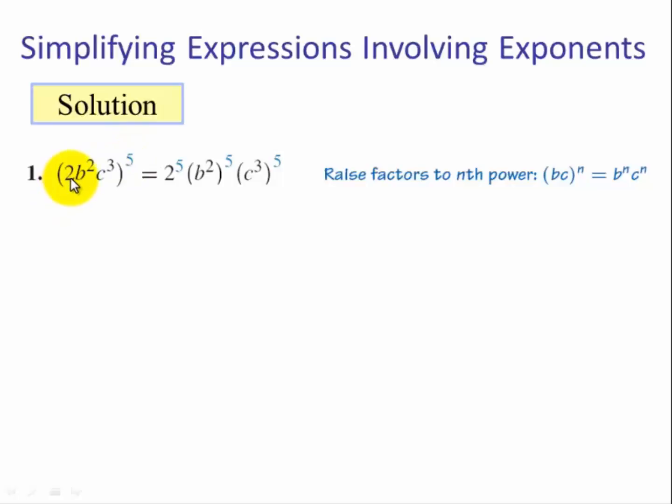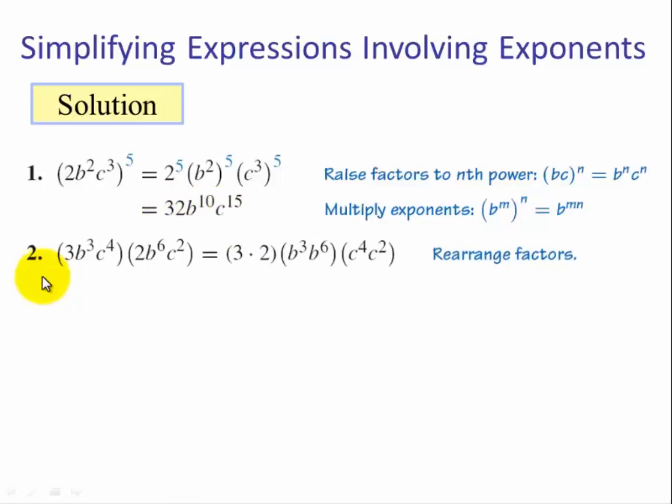The exponent of 2 is a 1, so 5 times 1 is 5, so we have 2 to the 5th power. b has a power of 2, so we take 5 times 2 and we get 10. Next we have c to the 3rd power. It's being raised to the 5th power, so again we can multiply and we get c to the 15th. 2 to the 5th is 32, b to the 10th, c to the 15th, and we are finished. There are no parentheses, all the exponents are positive, and we have 3 different bases.